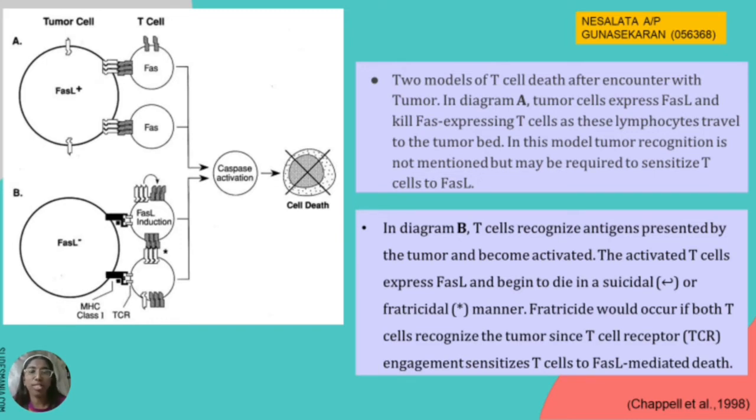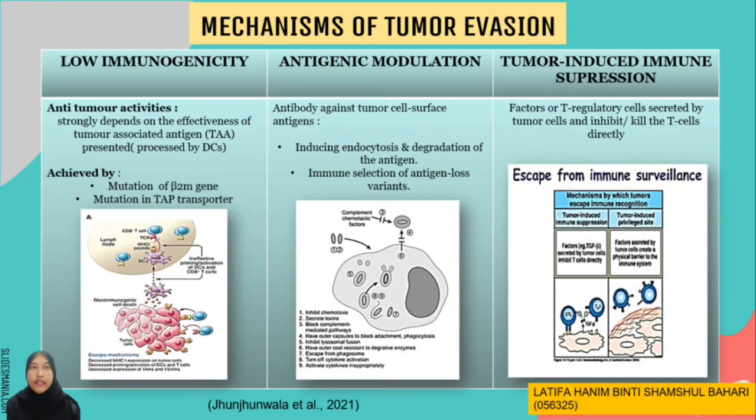apoptosis occurs. As for the mechanisms of tumor evasion, there are three mechanisms, which include low immunogenicity, antigenic modulation, and tumor-induced immune suppression. So, for the first mechanism, which is low immunogenicity, anti-tumor activities strongly depend on the effectiveness of tumor-associated antigen (TAA) presentation.